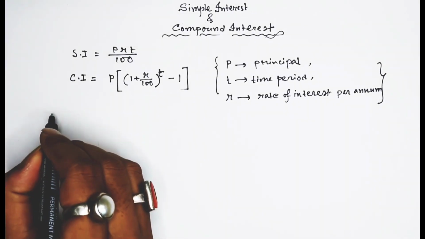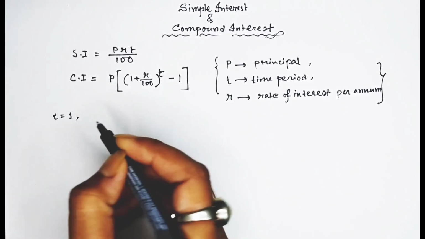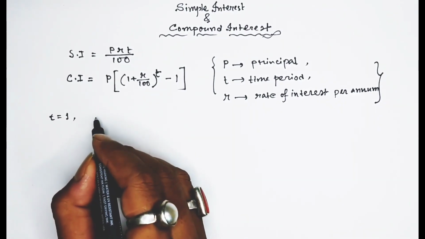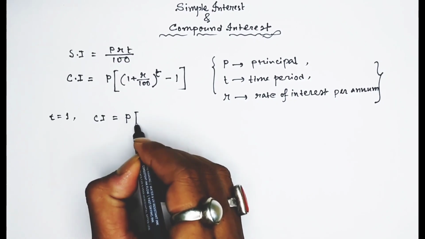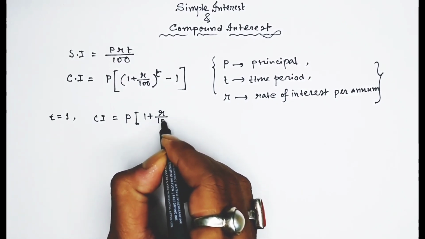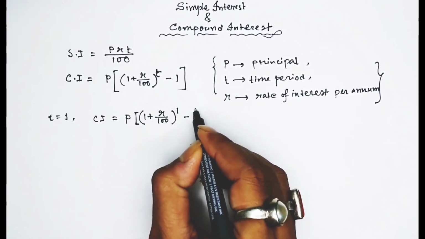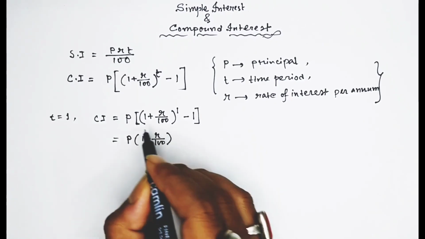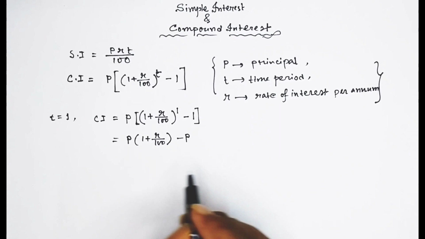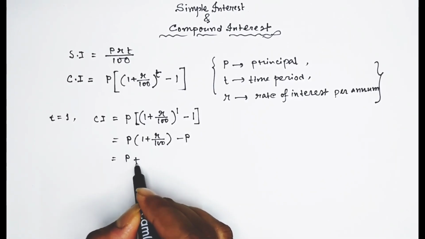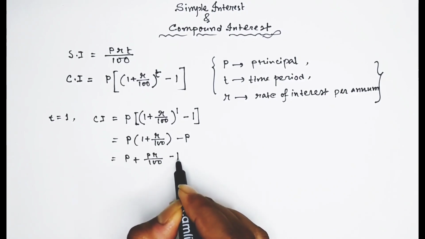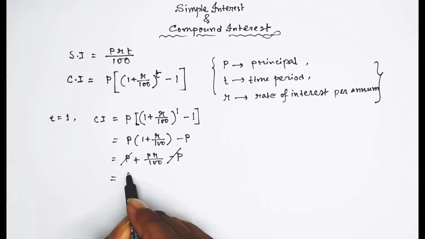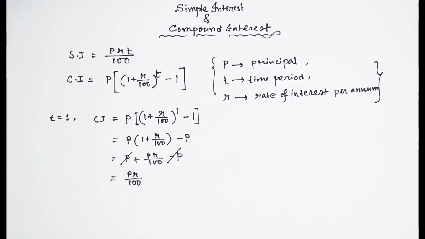If we take T equals 1 and put the value of T in the formula of CI, we get the value of CI as P into (1 plus R by 100) whole to the power 1, minus 1, that is P into (1 plus R by 100) minus P. P into 1, that is P, plus PR by 100 minus P. Plus P minus P cancel out, that is we will get the value of CI as PR by 100.